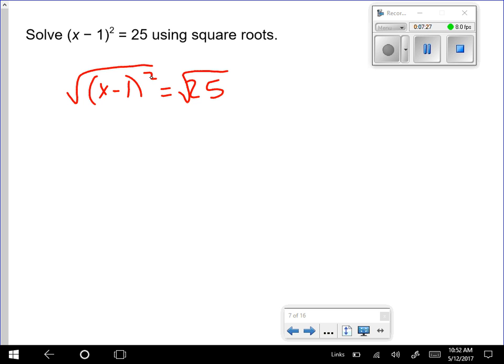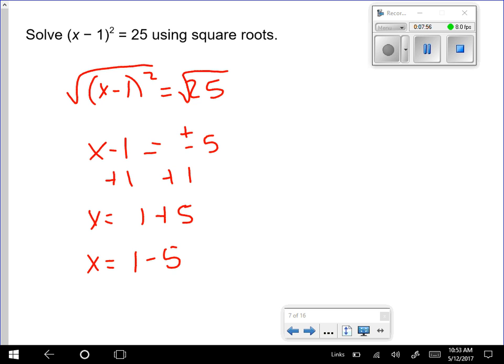So then my square root and my squared cancel, so I'm left with x minus 1. But the square root of 25, we have to remember, is plus or minus 5. It can be both. So now we have to work through that idea, because now I want to get x alone. I'm going to add 1 to both sides. So I have two options: x equals 1 plus 5 and 1 minus 5. Okay, so this would be 6 and this would be negative 4.